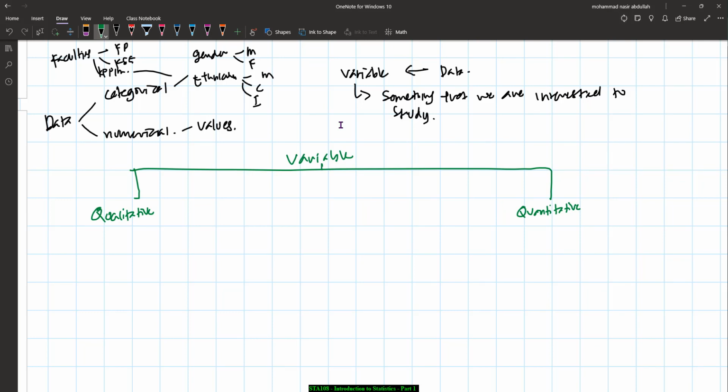Okay? So now qualitative variable means that something data that we cannot quantify lah. Means we cannot measure.